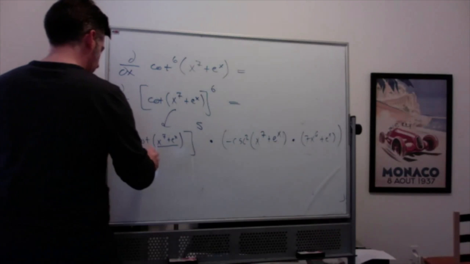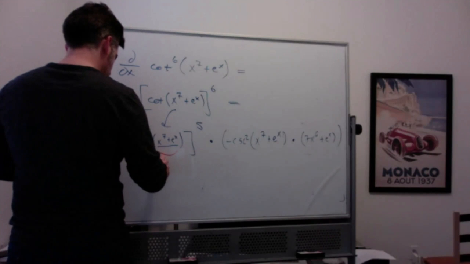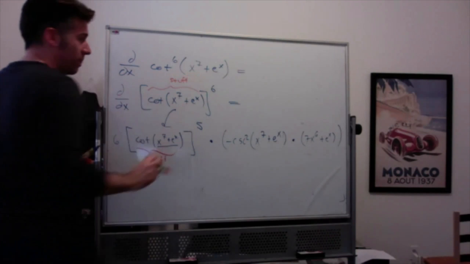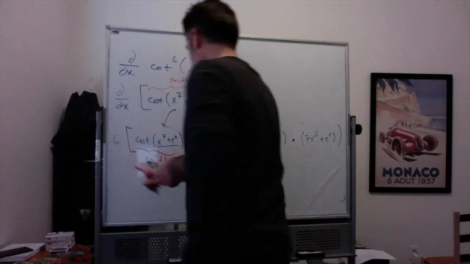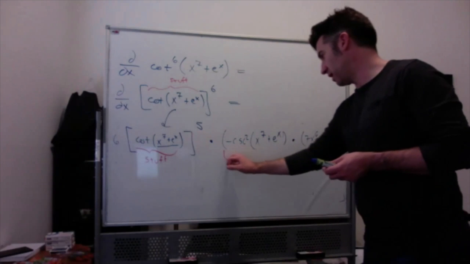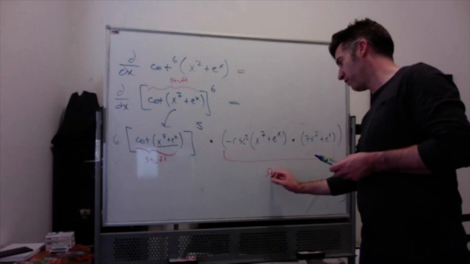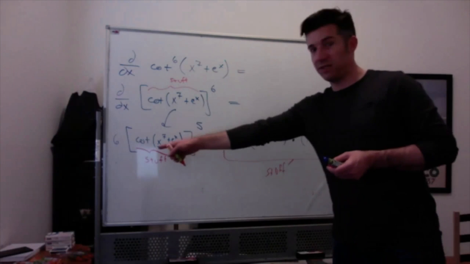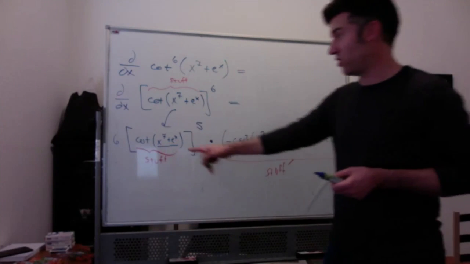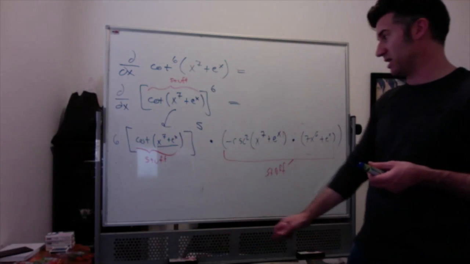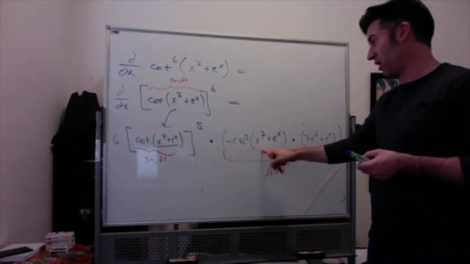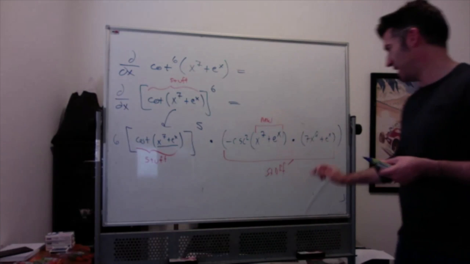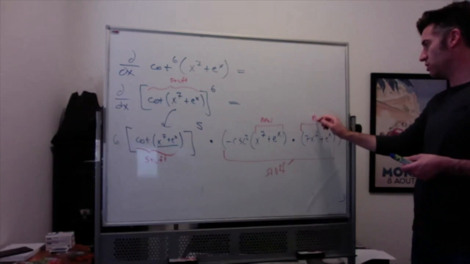And so this here is my stuff, right? I'm taking the derivative of some stuff to the 6th power, and the derivative is 6 times my stuff to the 5th times the derivative of my stuff, where for the derivative of my stuff, I have to use the chain rule again, right? The derivative of cotangent of x to the 7th plus e to the x is negative cosecant squared of some new stuff times the derivative of that new stuff.